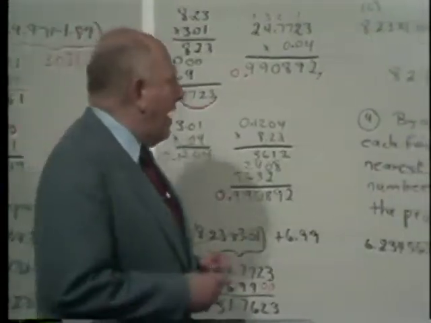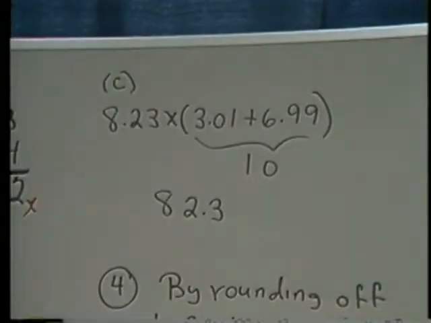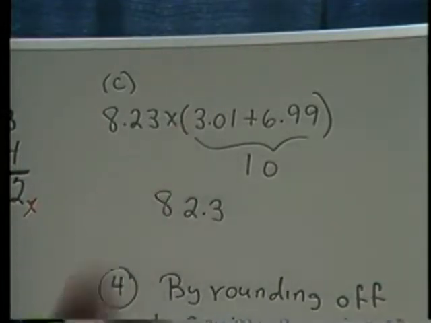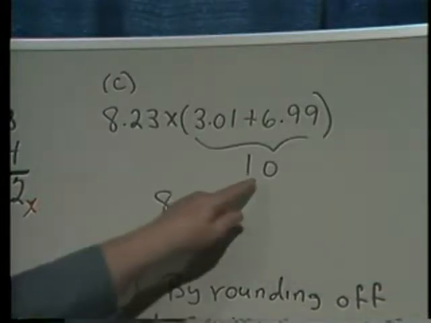And now Part C, which may look hard, turns out to be perhaps the easiest of the 3. What happens in Part C is that we're first told to add the 6.99 to the 3.01. And if you do that, well, do it in terms of money. $3.01 and $6.99 would be $10.